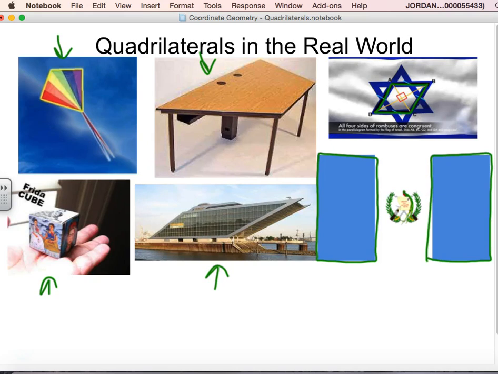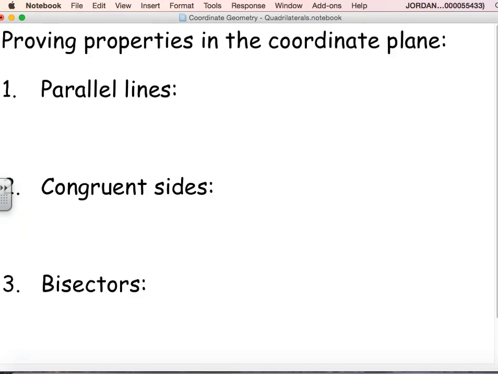Even like geography, you got these flags that use quadrilaterals in their flags, and a lot of times, depending on the country, these shapes have specific meanings. I know that Israeli flag, that's the Star of David, which is a holy symbol for people that are of the Jewish faith that typically live in the country Israel. Okay, of course, aerodynamics for like a kite that flies. So quadrilaterals are just really used in all kinds of different areas.